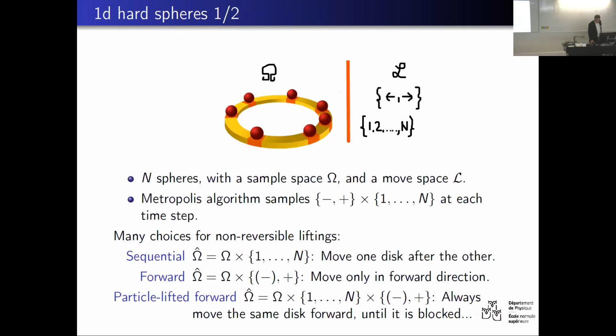So here I did it for a single particle in 1D. I can do it also for hard disks, and if you leave me enough time, I can explain that to you. So here are disks, spheres in 1D. That's my sample space: 1, 2, 3, 4, 5, 6, 7 disks.